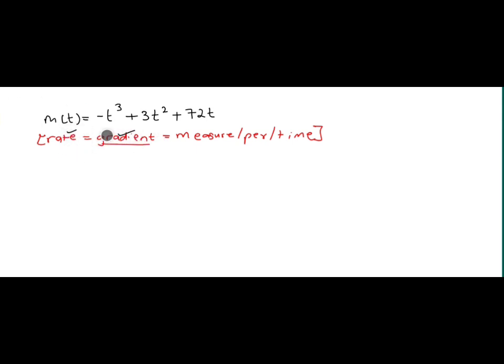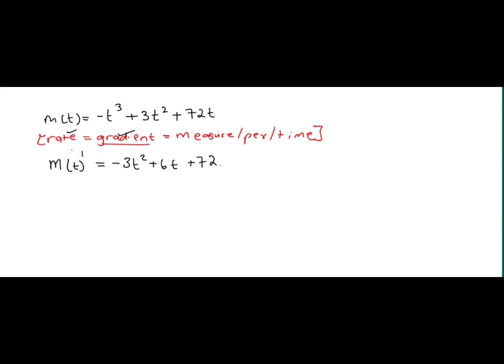The way you express a gradient in equation language is you derive. So the rate in this case will be the first derivative of m of t, and that becomes minus 3t squared plus 6t plus 72. They want to know the rate at exactly 2 hours.